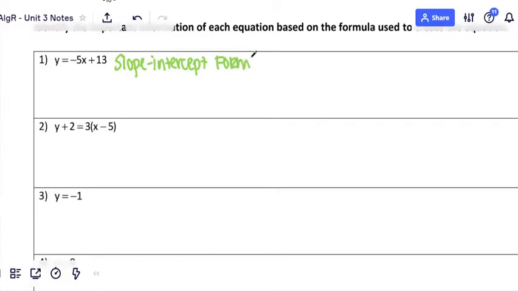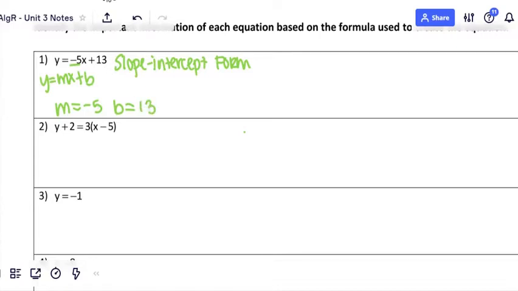So first I just wrote down that this is slope-intercept form. Now I'll write the actual equation of slope-intercept form. So y equals mx plus b. I want to pull out m and b. So m is my number that's being multiplied by x. So m is going to be negative 5. And b is the number that's being added, the constant. So b is 13.